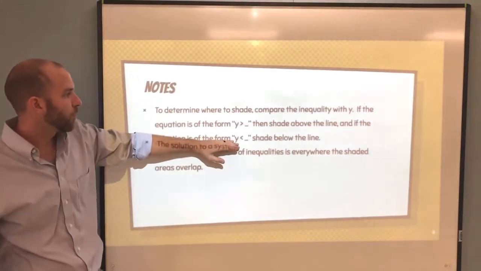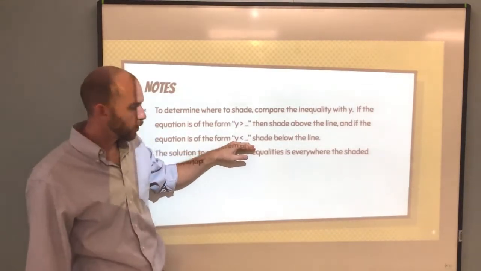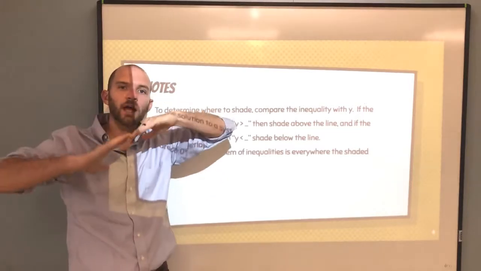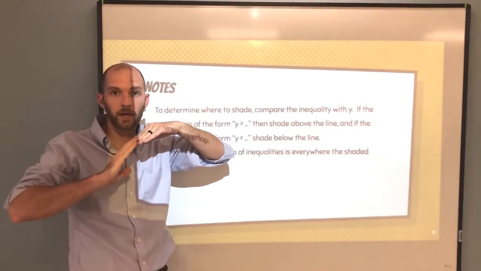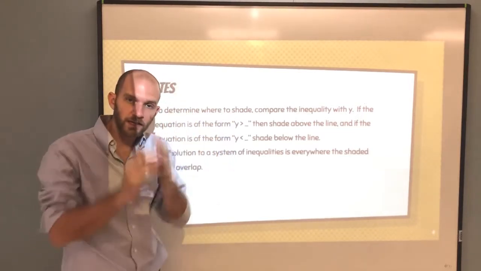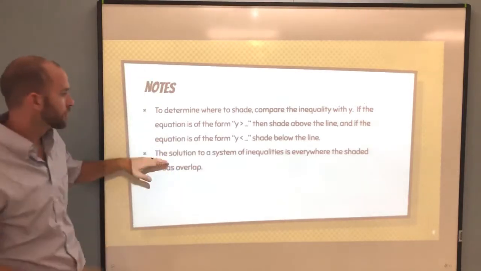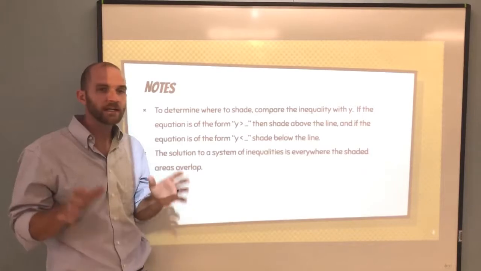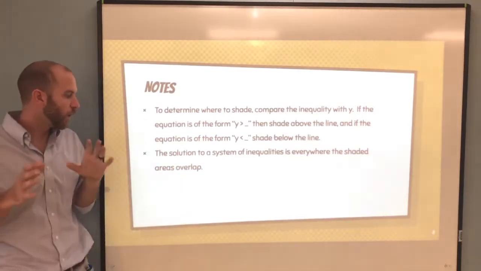If the equation is the form y is less than or y is less than or equal to, then we're going to shade below the line. So our line represents where the y value lies, right? So we're going to shade all the values that are lower than that. The solution to a system of inequalities is just everywhere the line shading regions overlap.